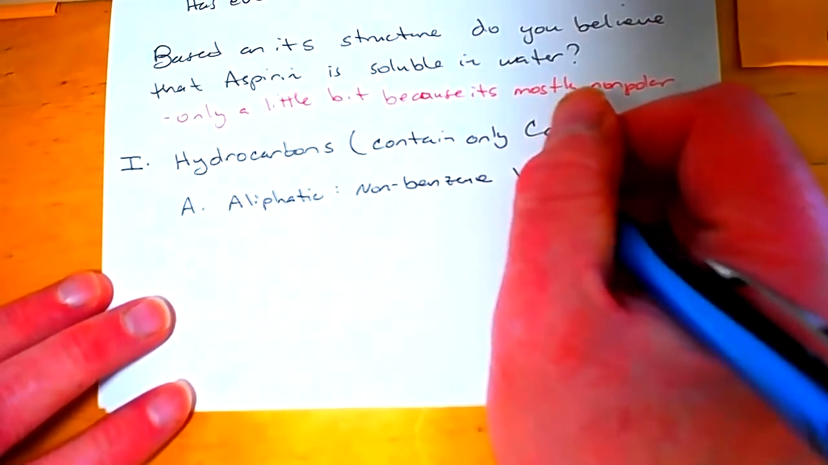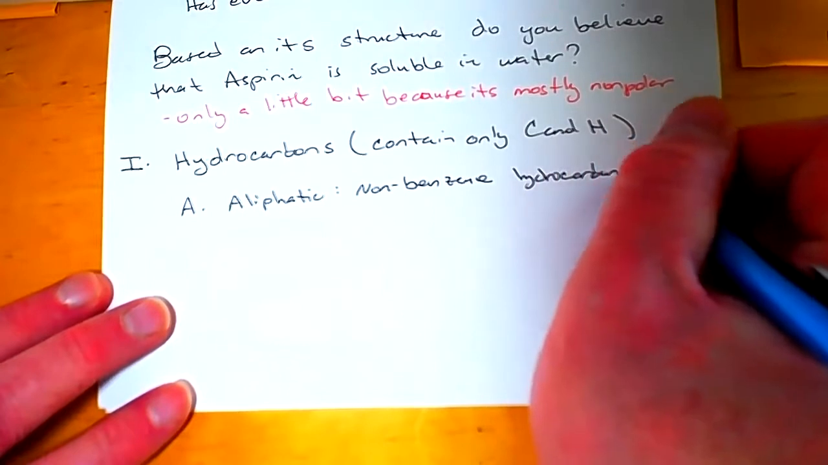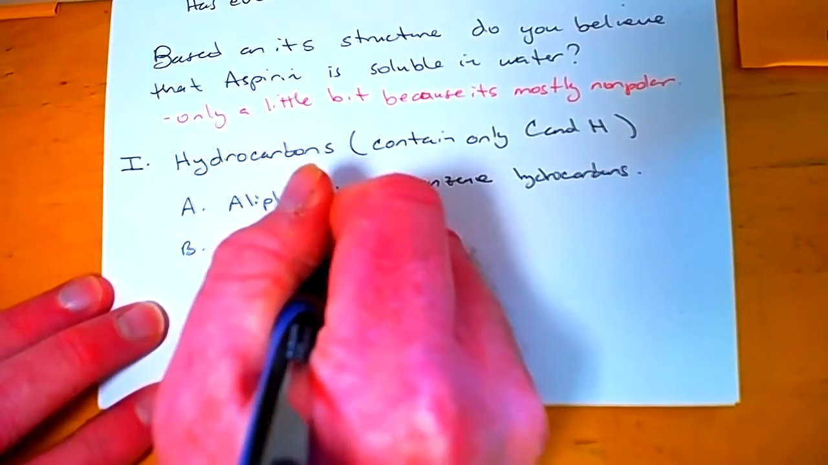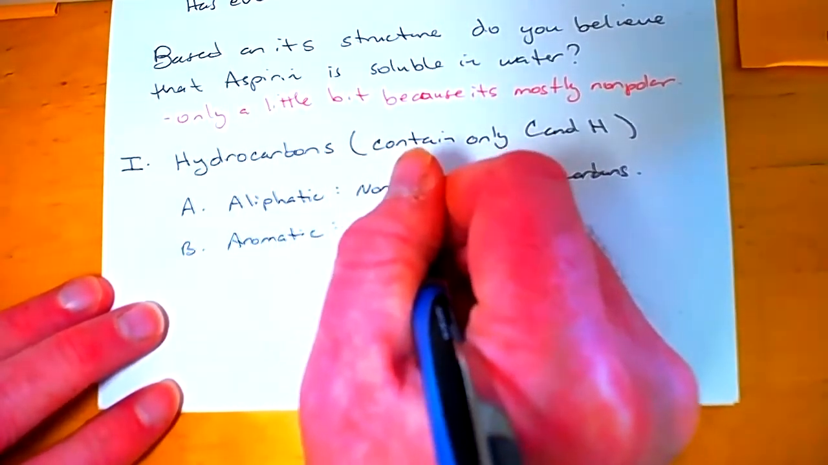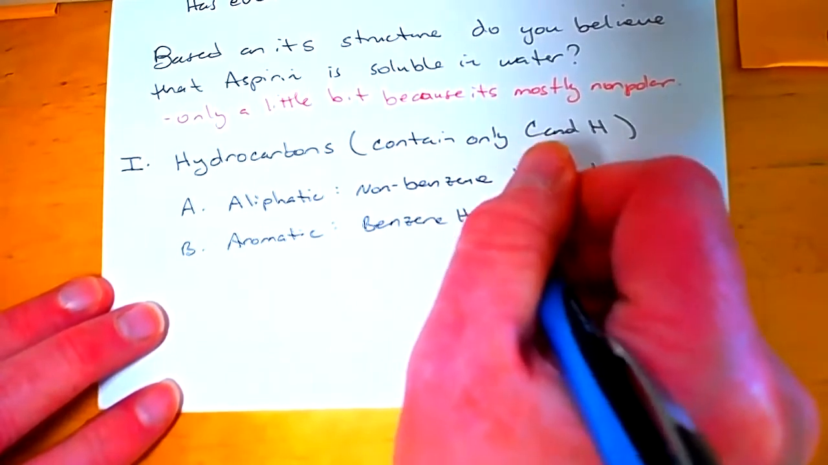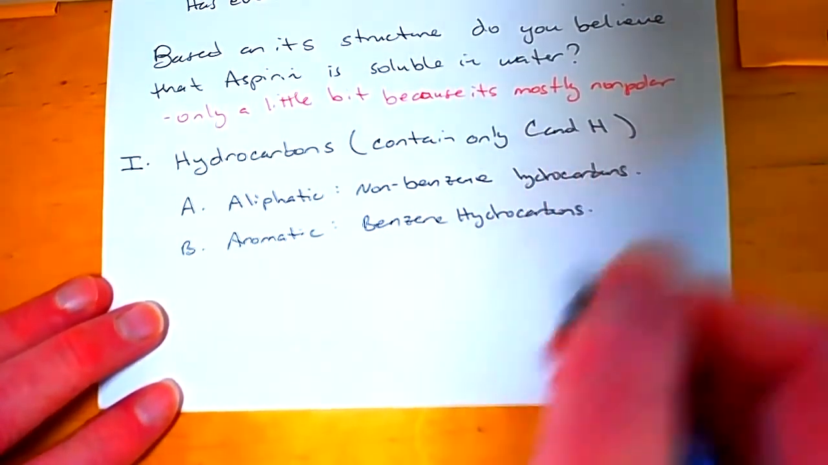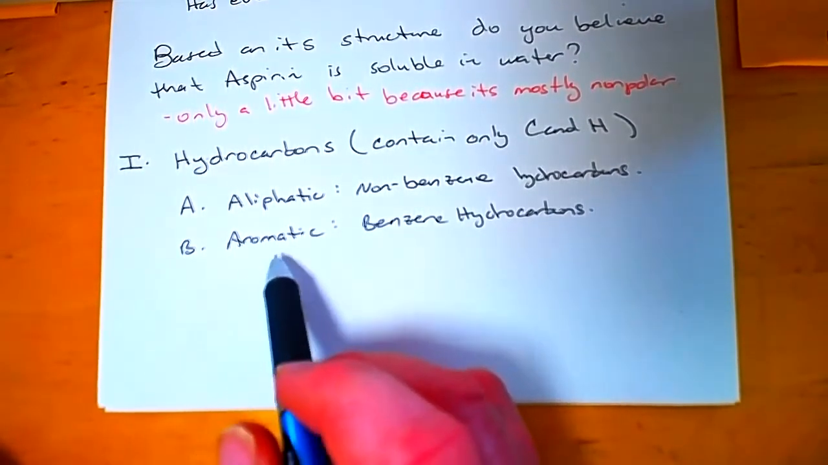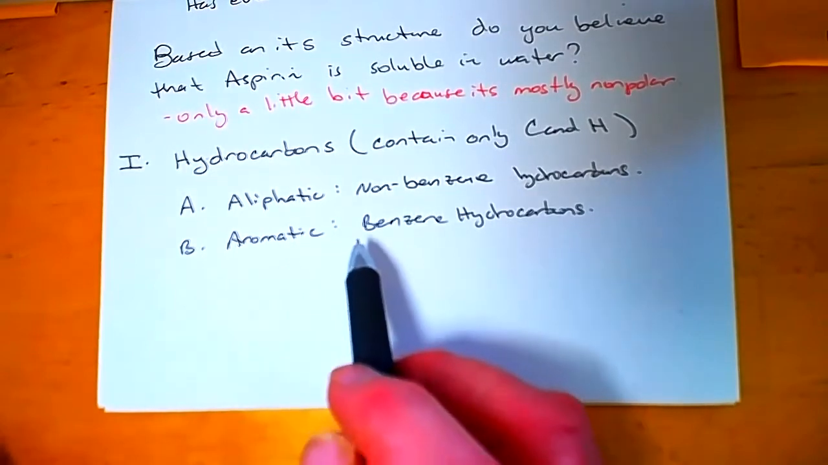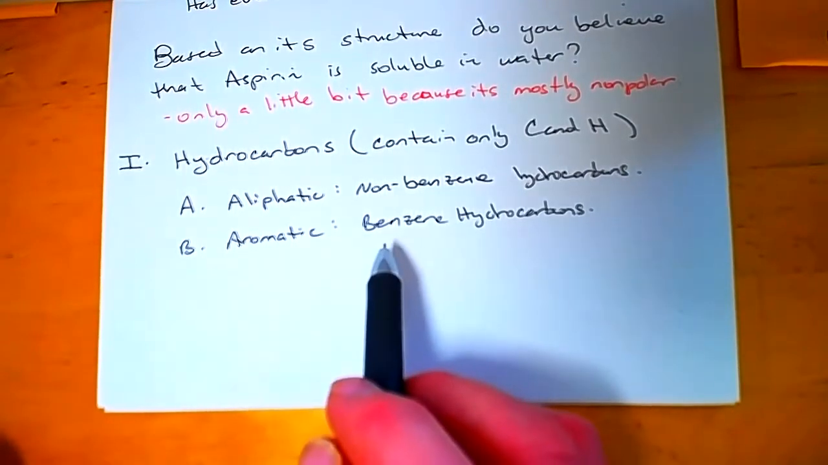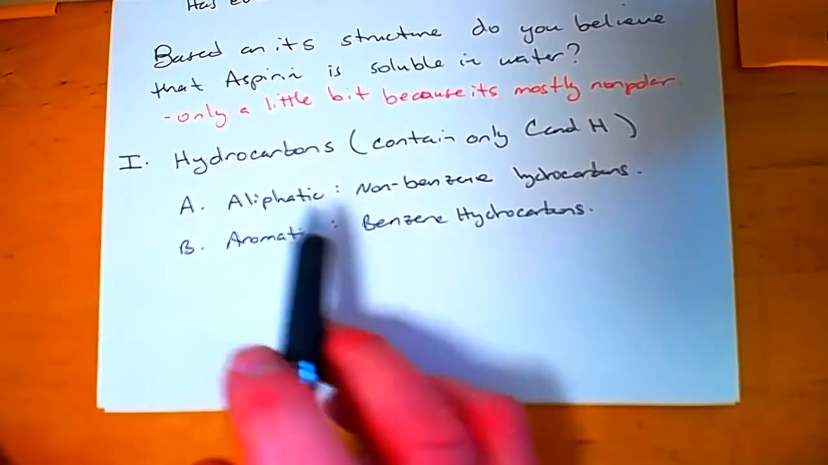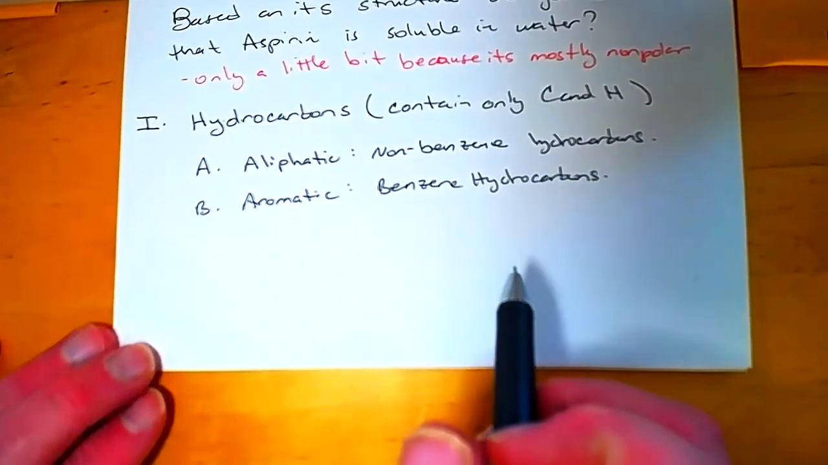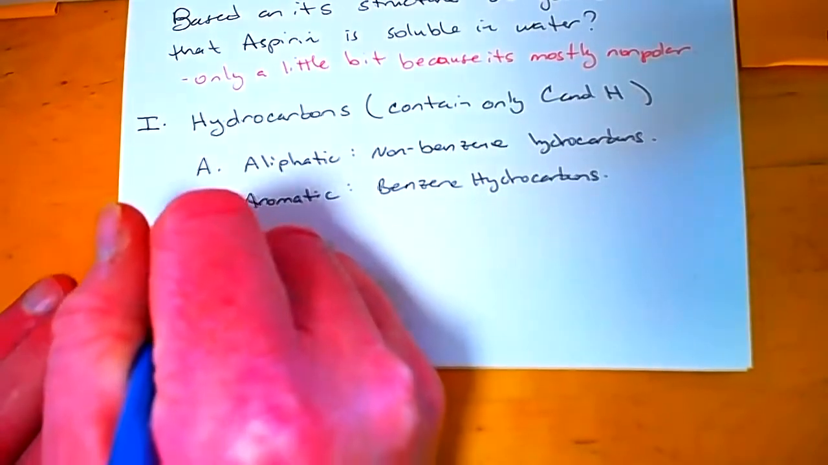Non-benzene hydrocarbons. Okay, for right now. And then for B, there's another family known as aromatic hydrocarbons, and you can think of those right now as benzene hydrocarbons. Now, that's not a complete definition, and the word aromatic is a very broad and important term that's talked about in second semester. But for right now, just equate that benzene is different from your typical aliphatic molecules. It has its own set of properties, and that's what you need to really be thinking about here.